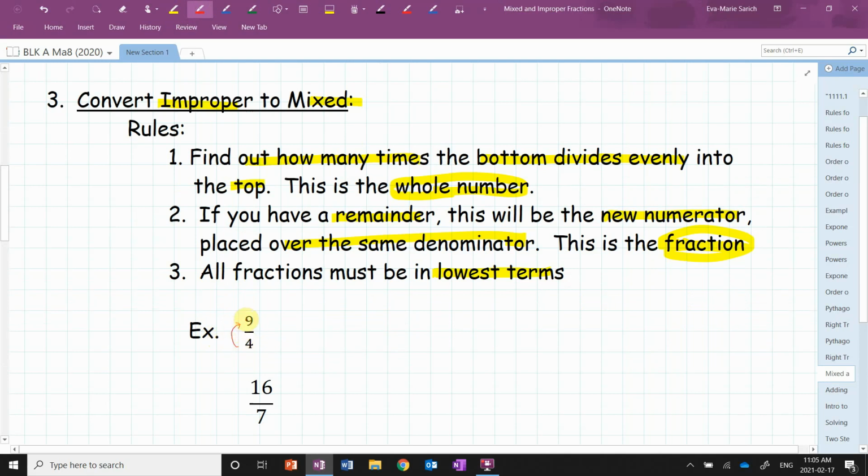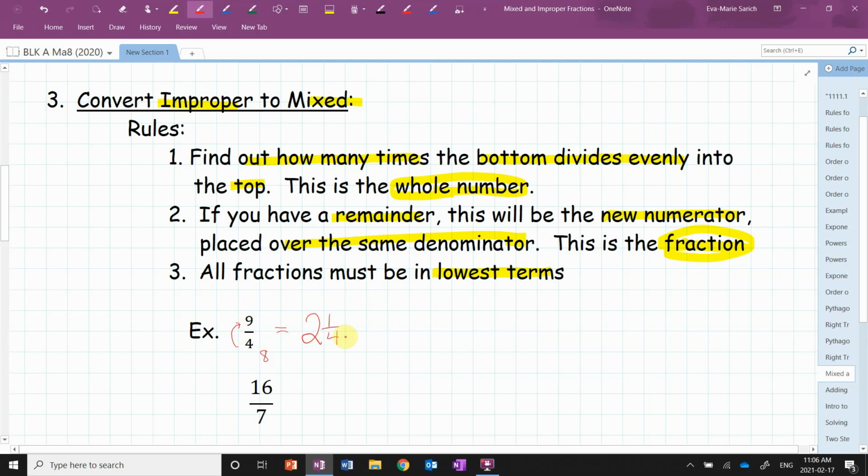4 times 1 is 4. 4 times 2 is 8. Both of those are smaller than 9. And 4 times 3 is 12. Well, 12 is too big. So 4 will go into 9 twice. And that becomes our whole number. So what is 4 times 2? Well, that was 8. So what's our remainder? If 4 times 2 gives us 8, we would have a remainder of 1 over that same denominator. So this means that it turns into 2 1/4.